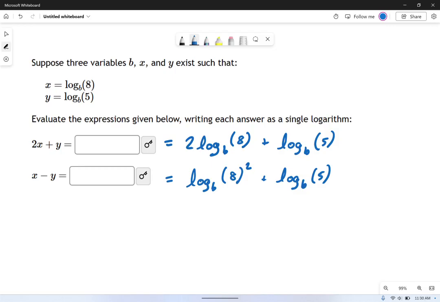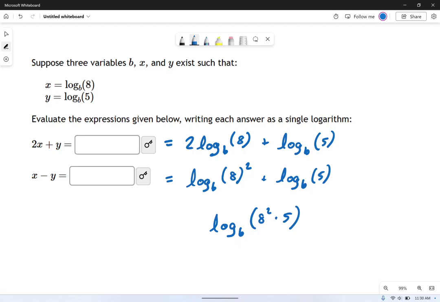And I want to move these into a single logarithm as my next step. That will use the product rule. So I'm going to write a single log base b. And now look what I'm doing. This is 8 squared times 5. Okay, that was the product rule that allows the arguments to multiply together in exchange for making a single logarithm out of it. Now, this isn't quite simplified.